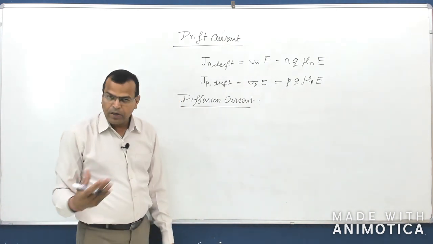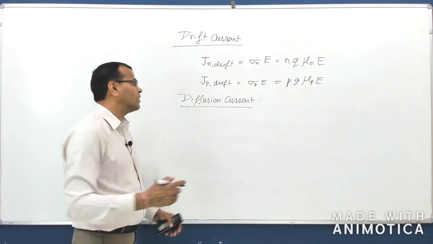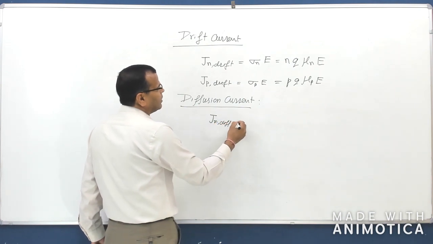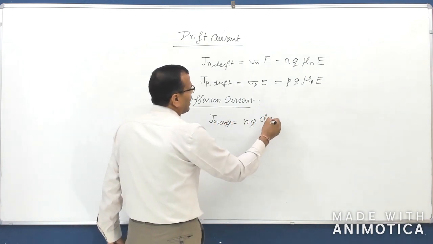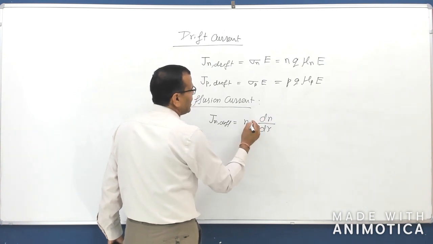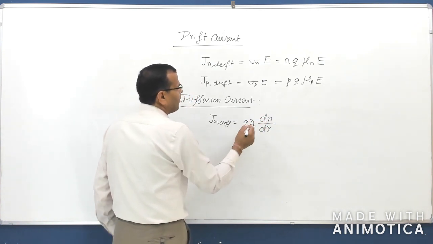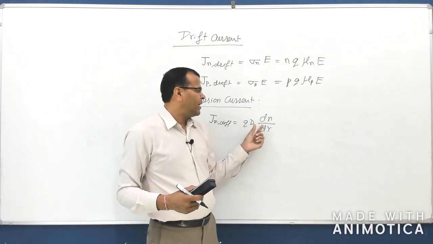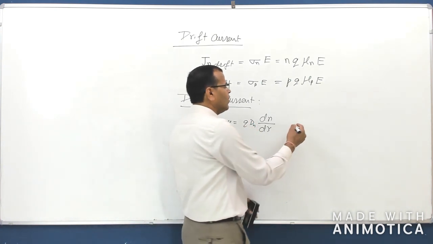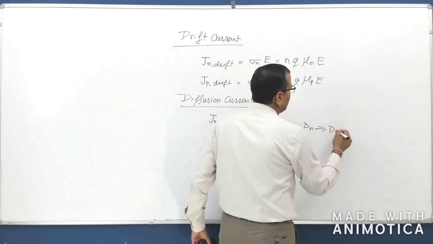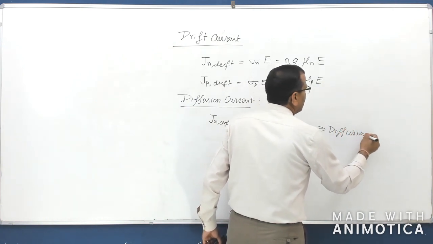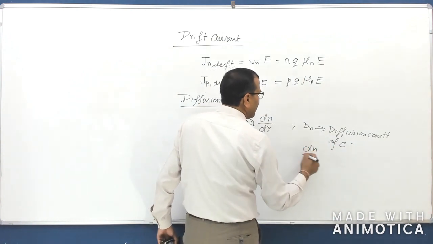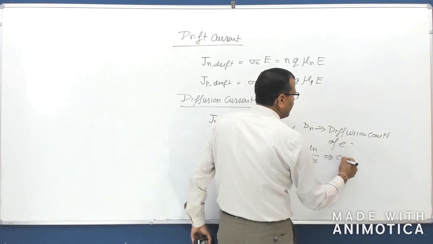Of course the semiconductors have both types of charge carriers, so there has to be current because of the electrons. So J n diffusion is equal to q Dn dn by dx. Dn is nothing but diffusion constant. So Dn is known as the diffusion constant of what? Diffusion constant of electrons. And what is dn by dx? That is the concentration gradient of electrons.